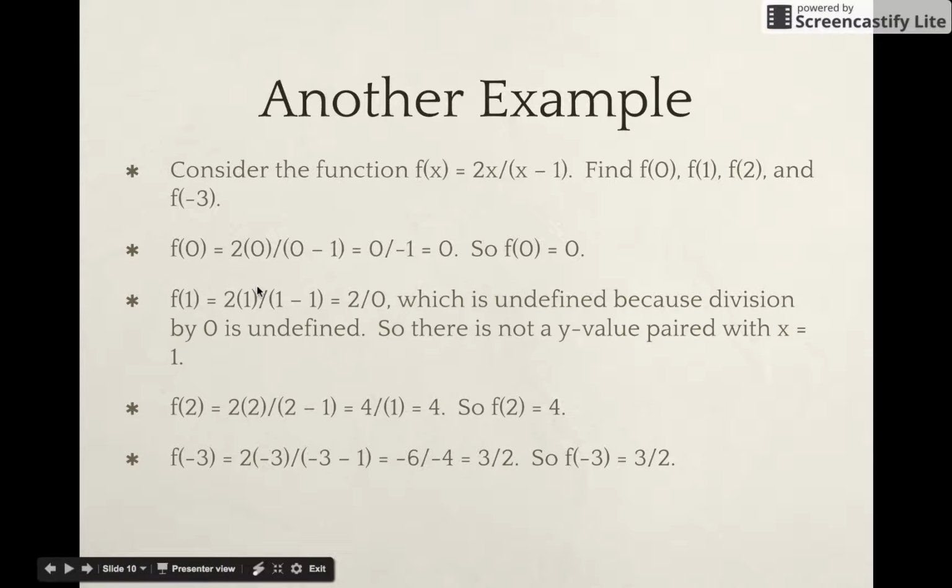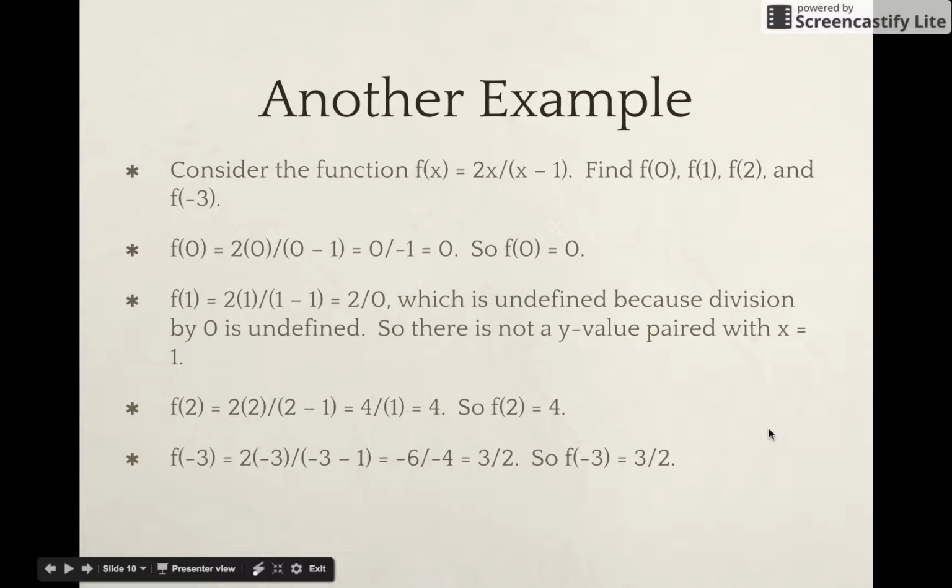When we look at f of 1, that notation is telling us that x is going to have a value of 1, and so everywhere there's an x, we let x equal 1. But in this case, when we do that, we get 2 divided by 0. And 2 divided by 0 is an undefined value. Division by 0 is undefined. So in this case, we would say there's not a y value paired with x equals 1. There's no function value here.